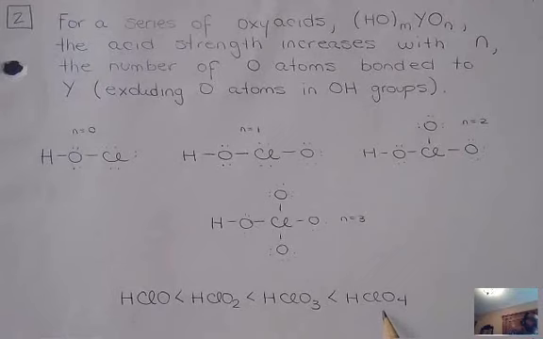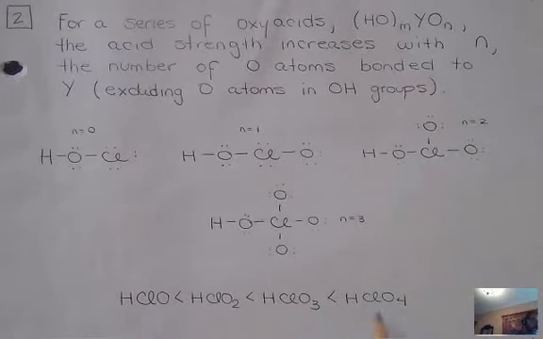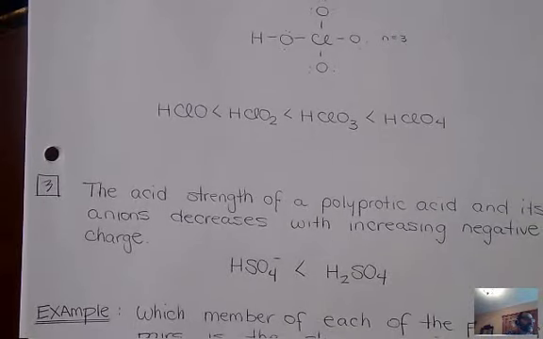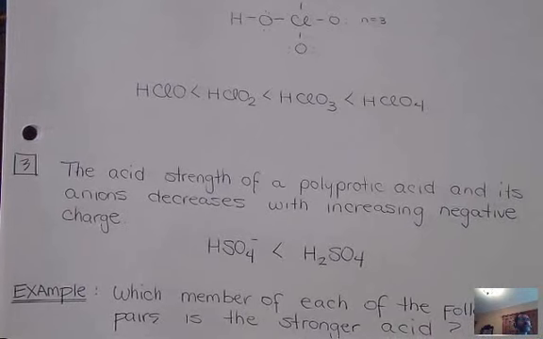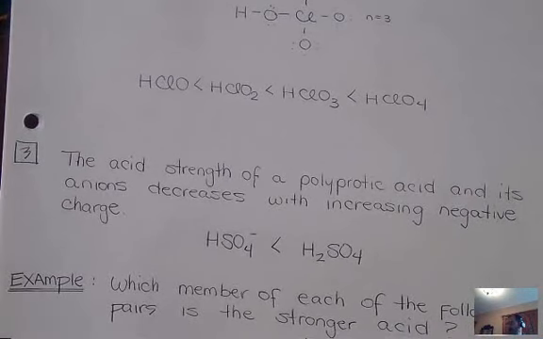So perchloric acid is stronger than chloric acid, which is stronger than chlorous acid, which is stronger than hypochlorous acid. So a simple way to remember that is the more oxygens, everything else being the same, the stronger the acid. Okay. Last one is common sense to me. Okay. So how does this one work?